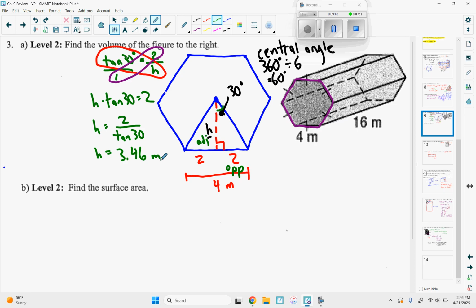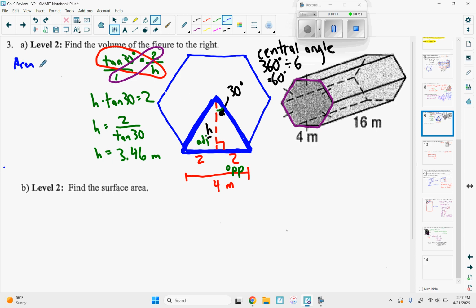So now that I know the height of this right triangle, I now can find the area of that triangle. And when I say area of that triangle, I'm talking about the area of this triangle that I'm making in bold. And the reason why I'm finding the area of this triangle is because there are 6 of these bigger triangles that make up the hexagon.